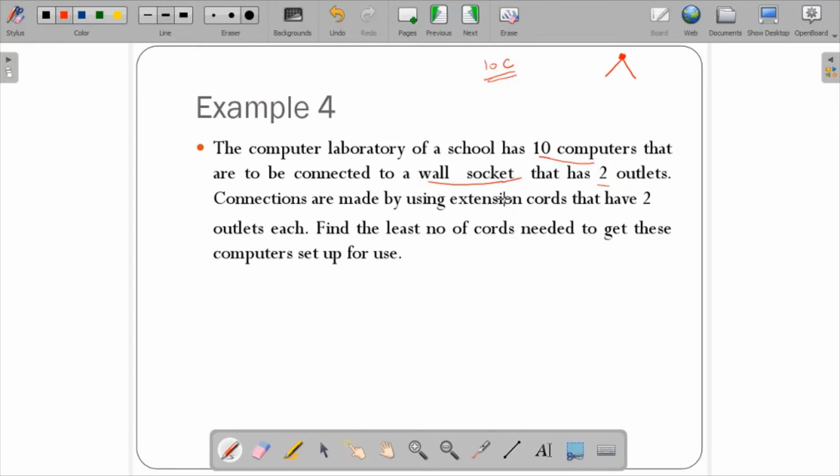Connections are made by using extension cords that have 2 outlets each. Find the least number of extension cords needed to get these computers set up for use. By reading this question, whatever computers are there need to be connected by using the extension cords to a wall socket.